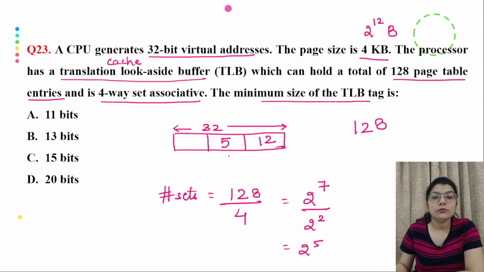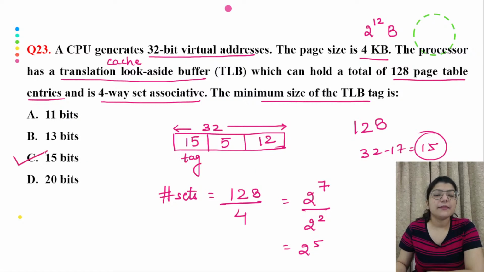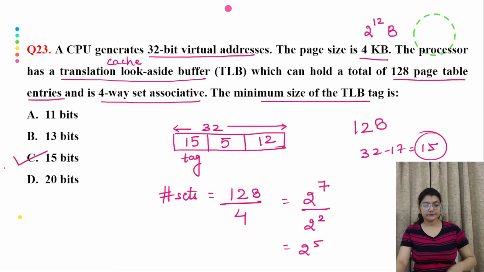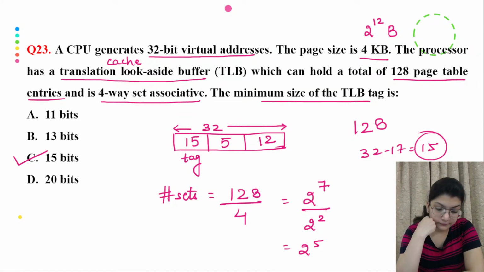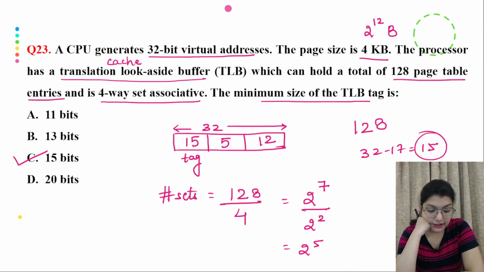Now 32, and this is what? 17. So 32 minus 17 will give you 15. So this is your tag. So how many tag bits? 15 bits are for your tag bits. Okay everyone. Deshbandhu, I think this is clear to you now, how 15 came, 11 will not come in this.